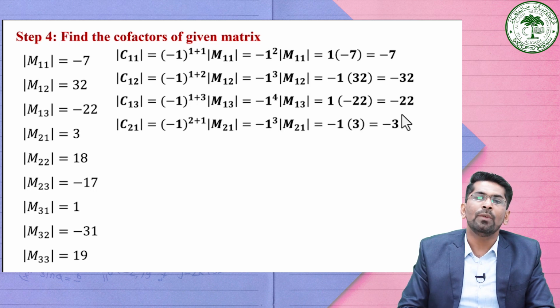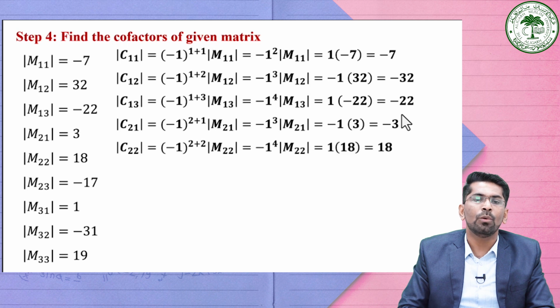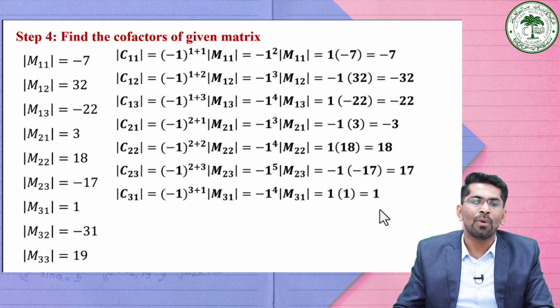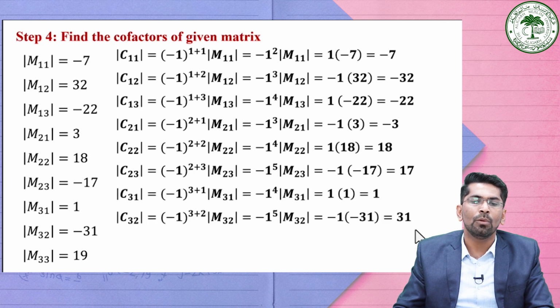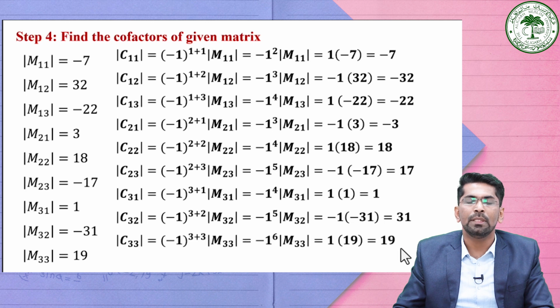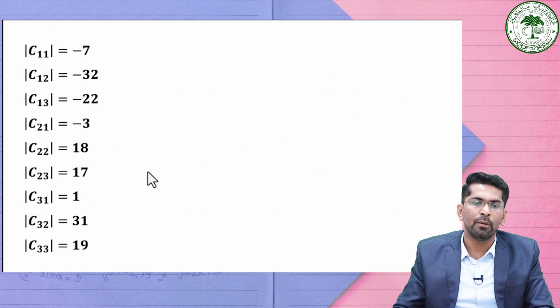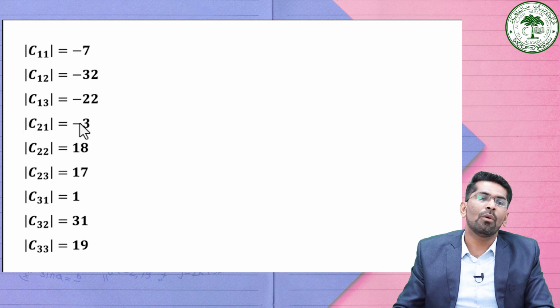So C21 is equal to minus 3, C22 is equal to 18, C23 is 17, then C31 is 1, C32 is equal to 31, and C33 is equal to 19. So after finding the cofactors, I am writing the cofactors separately here so that it will be easier for the calculations in a new sheet. So here, these are the cofactors.